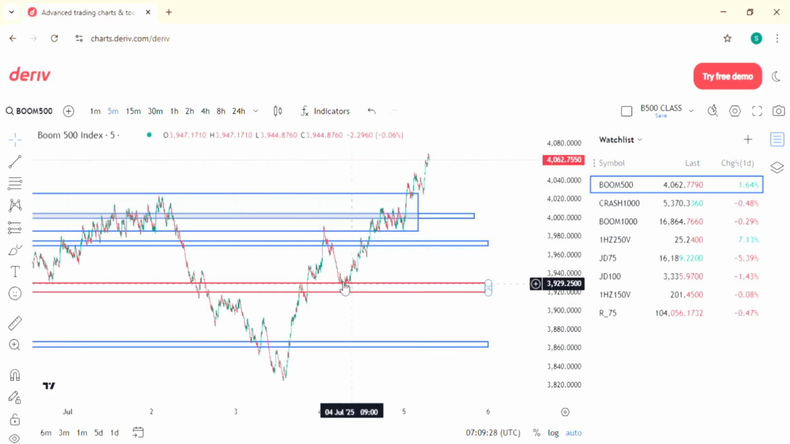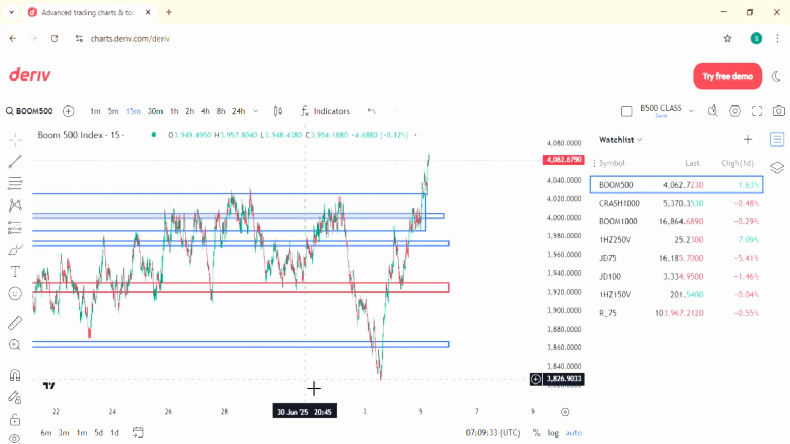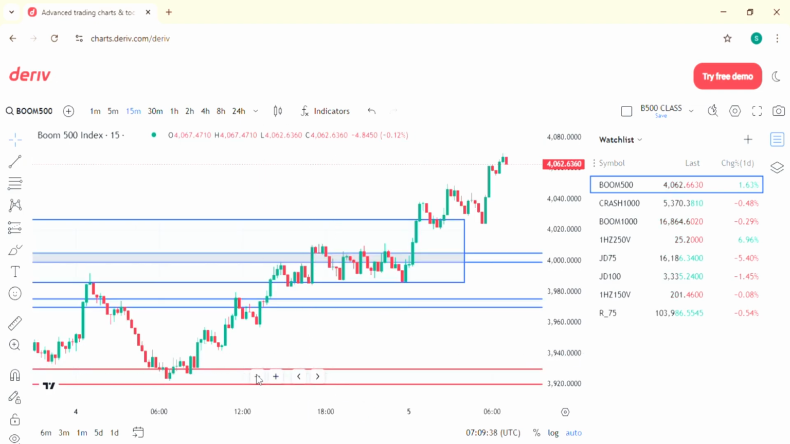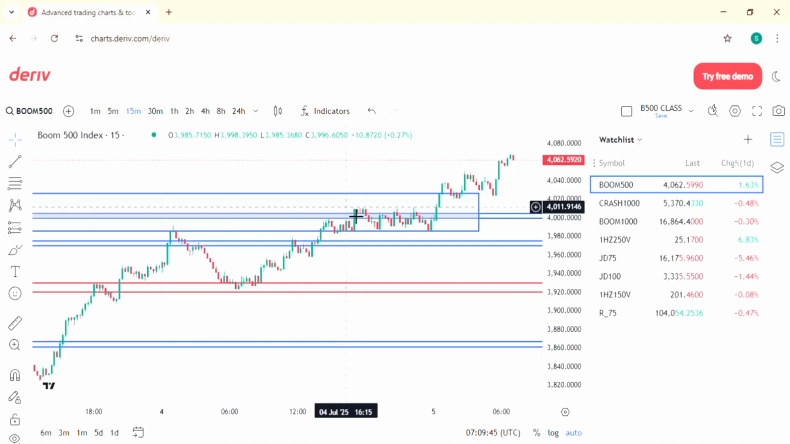So this is 5 minutes view. This is 15 minutes view. I want you to understand that there's no way price will push up to form a higher high, or form a higher low, as in the case of the downtrend, and just go straight from one zone to another zone, or from one level to another level. It must have a pullback. That is why you are seeing these pullbacks.